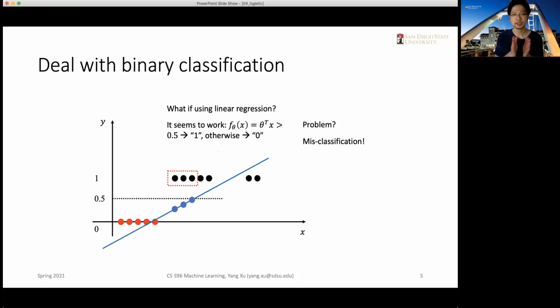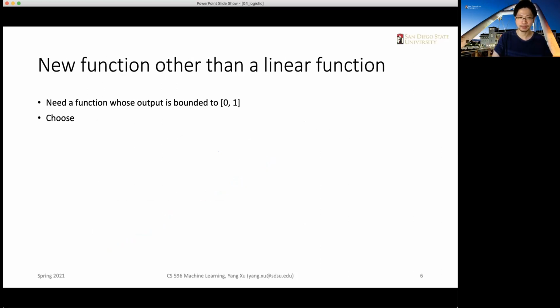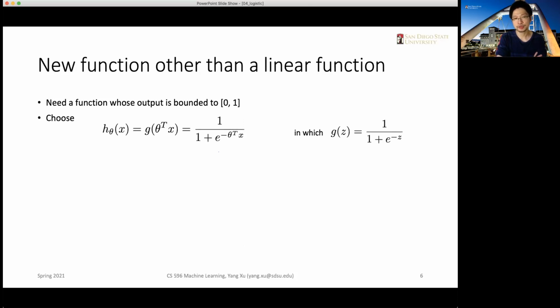So that's why we need a different model. A linear model may have problems, and what we need is something that works better than the linear function. Such a function that we wish to use, first of all, should output between 0 and 1. We don't use the f theta of x from the previous slide, but we use this function. We call it h theta of x, and it is a combination of 2 functions.